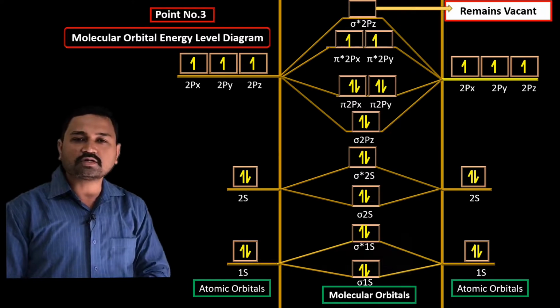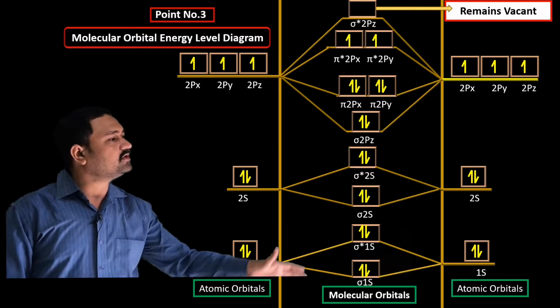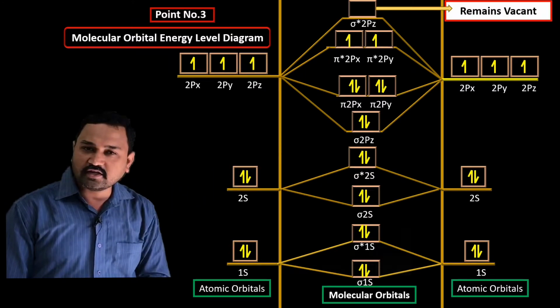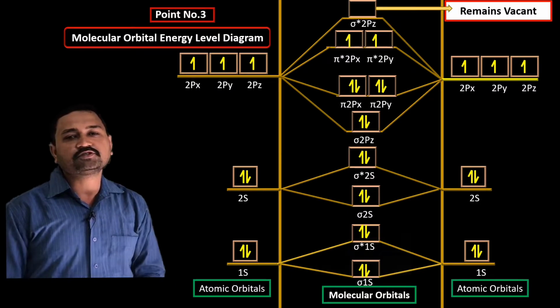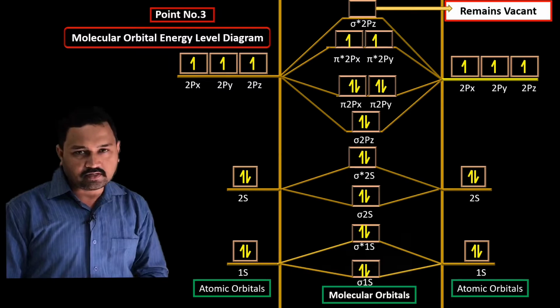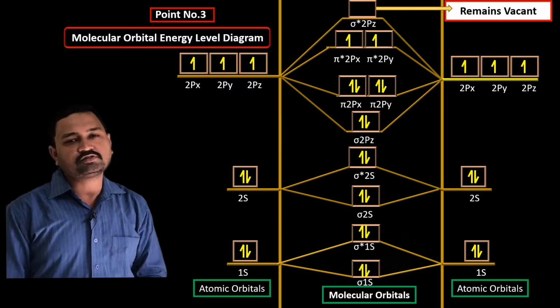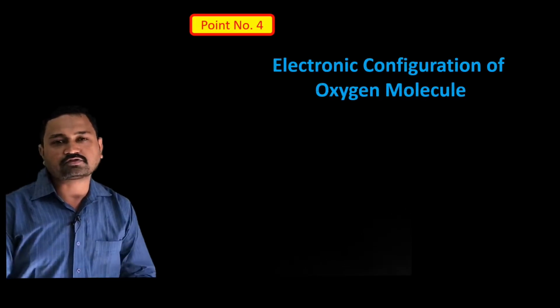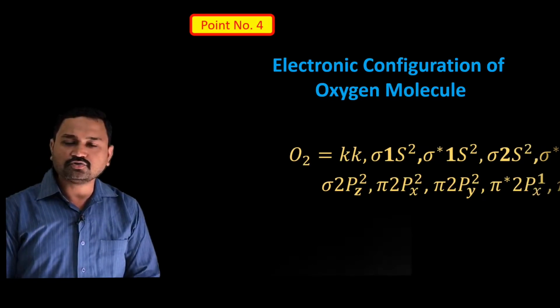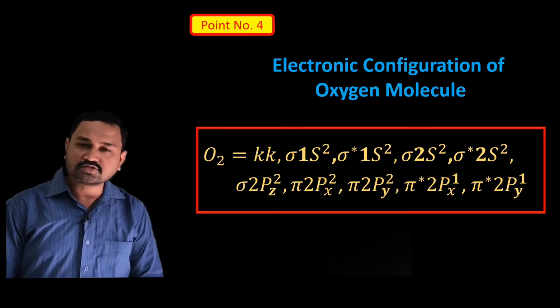So here total 16 electrons are distributed according to the different energy levels of the molecular orbitals, which leads to the formation of the molecular orbital energy level diagram for the oxygen molecule. Now let us discuss point number 4, that is the electronic configuration of the dioxygen molecule. Here I have shown the electronic configuration for the oxygen molecule.